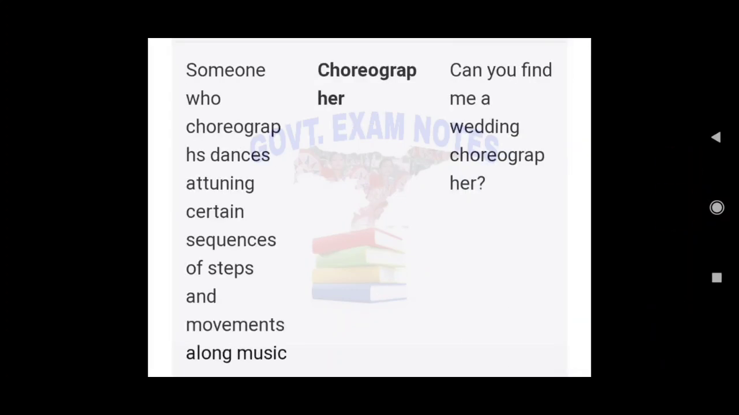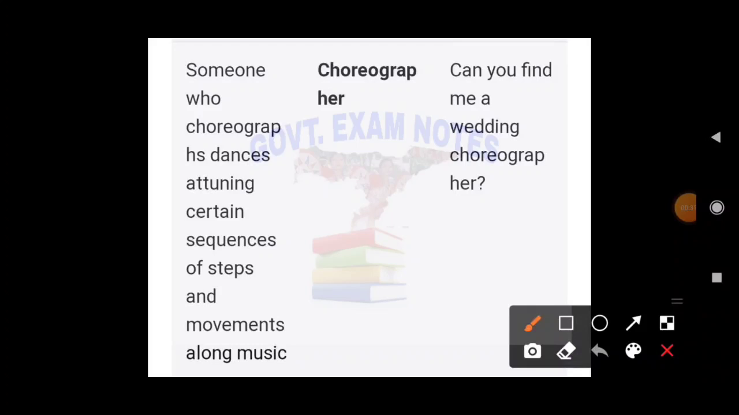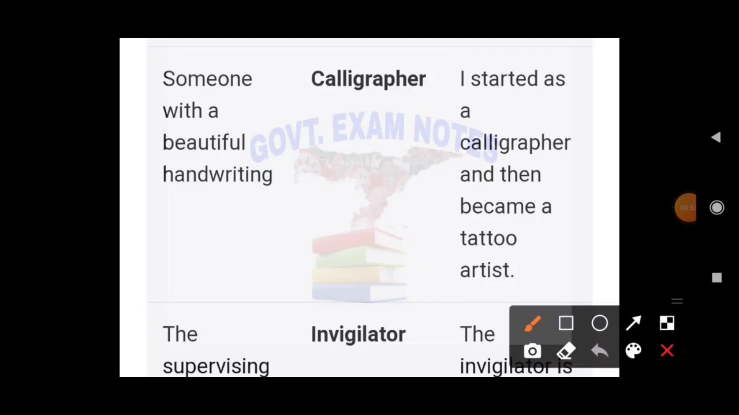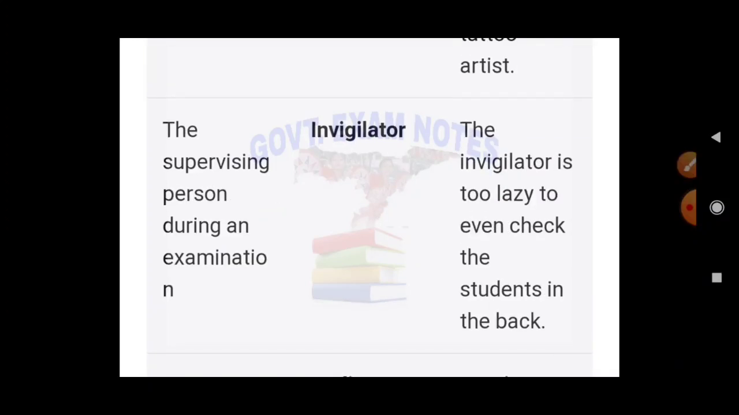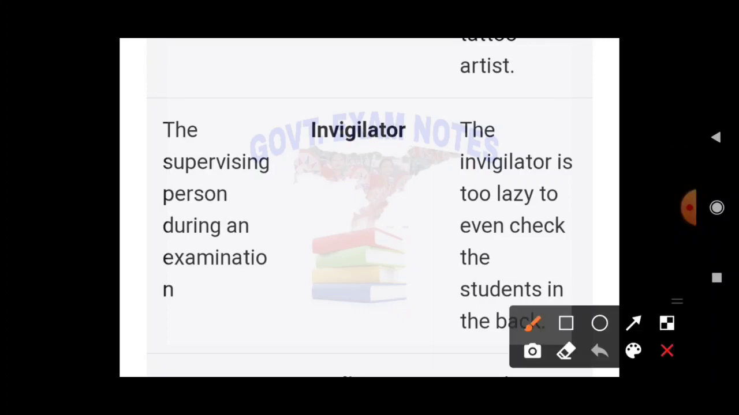Next is choreographer, someone who choreographs dances, or one who teaches dance steps along with some music. So who teaches dance steps, sequences and movements along with music, that is called choreographer. Then calligrapher. Calligrapher is the one who has beautiful handwriting. Next is invigilator. If you are not new to competitive exams, you know this very well. Invigilator is the person supervising the examination.